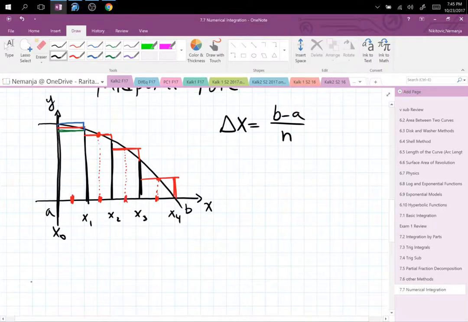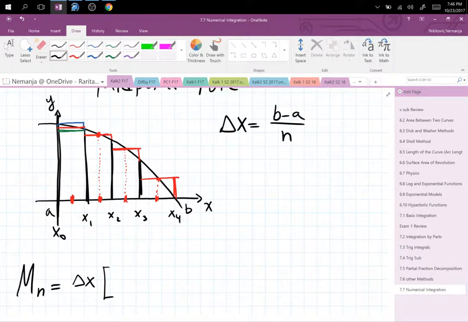So what is the formula for the trapezoid rule? Sorry, I wanted to use Mn for midpoint. I'm jumping ahead. Mn, midpoint rule with n rectangles. In our case it would be M4 because you have 4 rectangles. So it would be delta x times, and now you have to add, actually that's factor form. Let's start from the beginning.